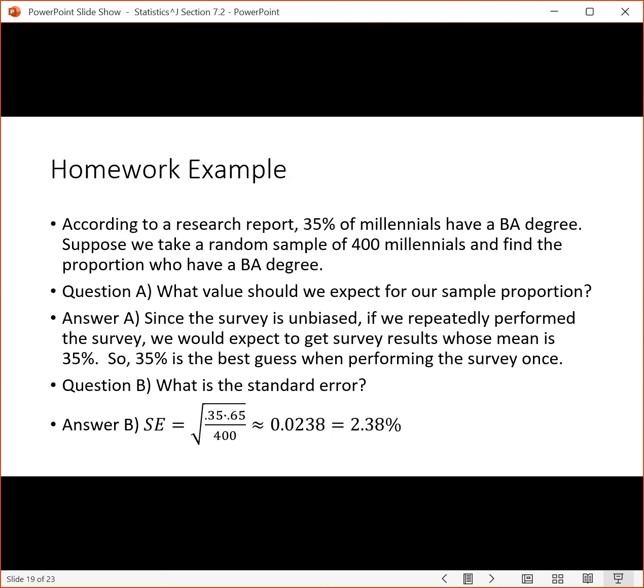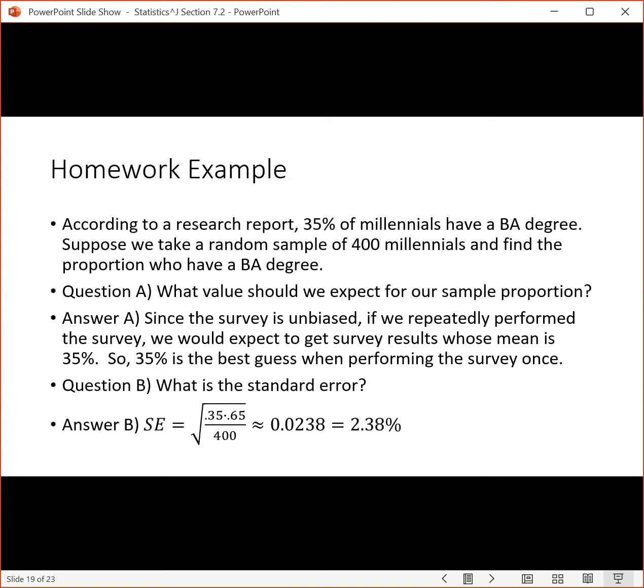Question A, what value should we expect for our sample proportion? Since the survey is unbiased, and we can tell it's unbiased because it's a random sample, if we repeatedly performed the survey, we would expect to get survey results whose mean is 35%. Since it's asking us to guess what we would get if we just did one survey, if the mean of our surveys is 35%, then that would be our best guess.